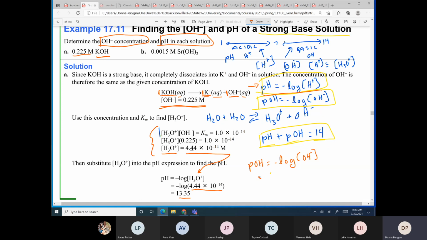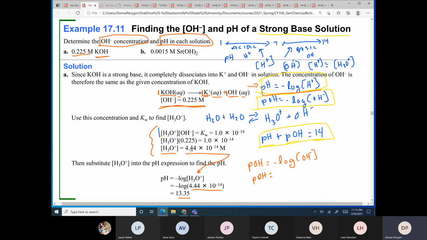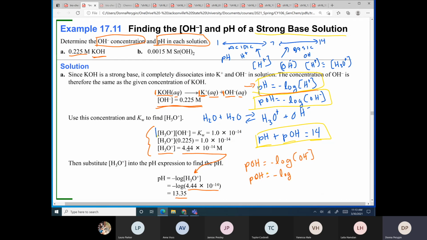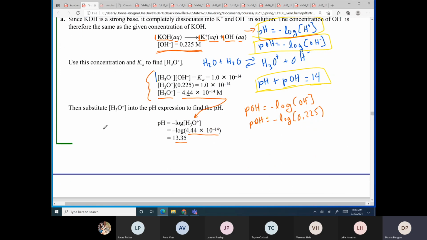Okay, so the pOH is equal to, and I didn't work this problem out, so I'm going to go ahead and do it on my calculator here. The negative log of hydroxide is 0.225. So I just took this straight from the problem. Okay, so it makes it a little bit shorter. Not much in this case, but in some cases it'll actually be a lot shorter. 0.225 on my calculator, and then I pushed log and then the negative of that. So the pOH is equal to 0.648.